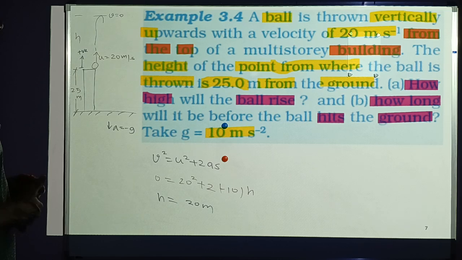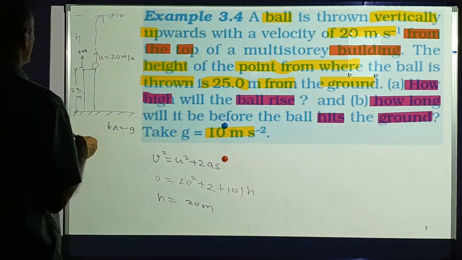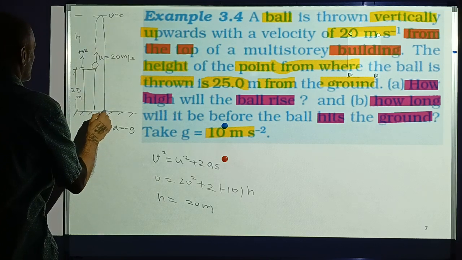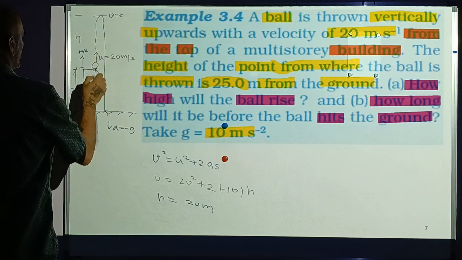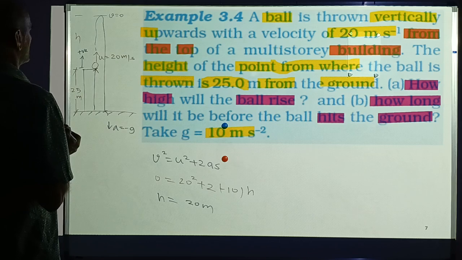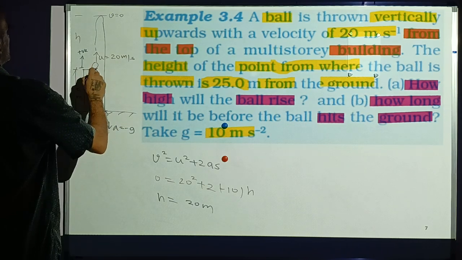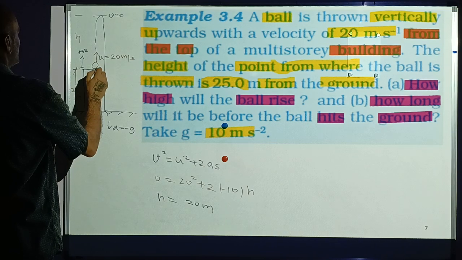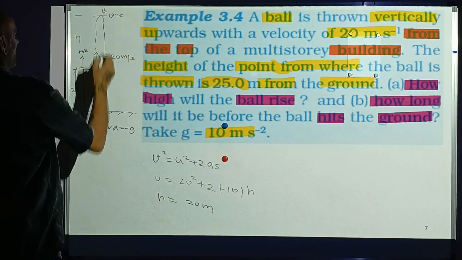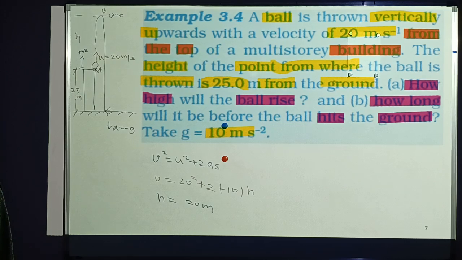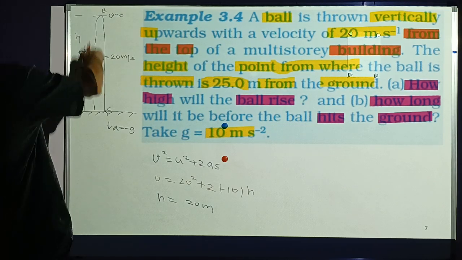And what is the time taken for the ball to go from here and finally hit the ground? So this is the final point and this is the initial point. What is the total time taken? This we can find out by considering this motion in 2 parts. For the upward motion, let me call this point as point A, the topmost point as point B, and the place where it hits the ground as point C. So time to go from A to B.